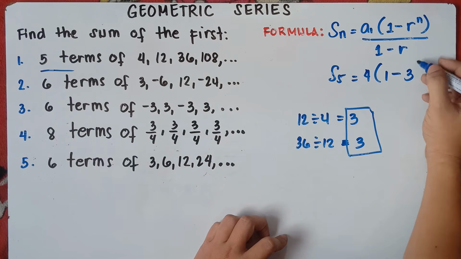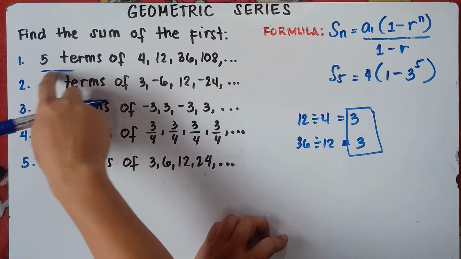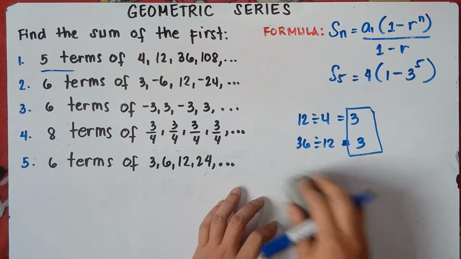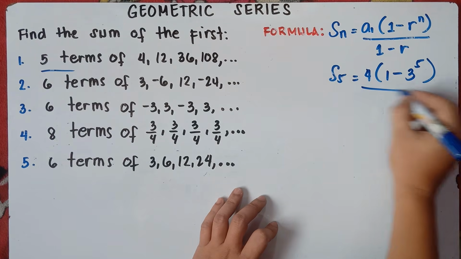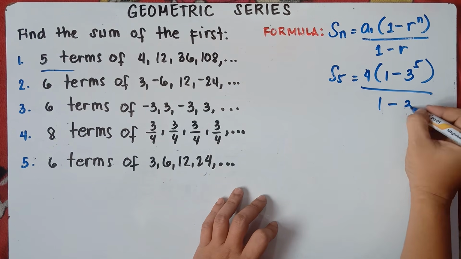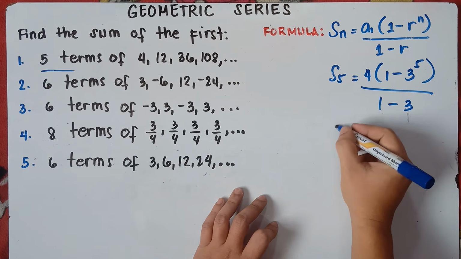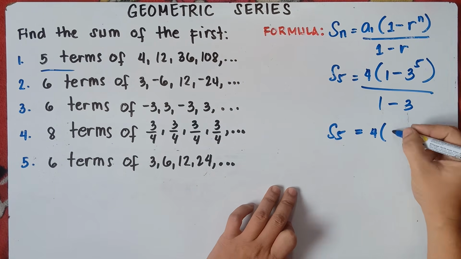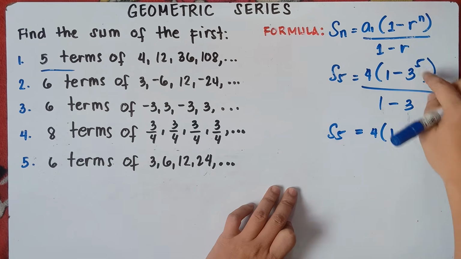So 3 raised to the power of n, where n is the number of terms. You are told to find the sum of the first 5 terms, so you have 5 for n. And 1 minus r is 1 minus 3. So this will be S sub 5, the sum of the first 5 terms, equals 4 times 1 minus 3 raised to the power of 5, class.